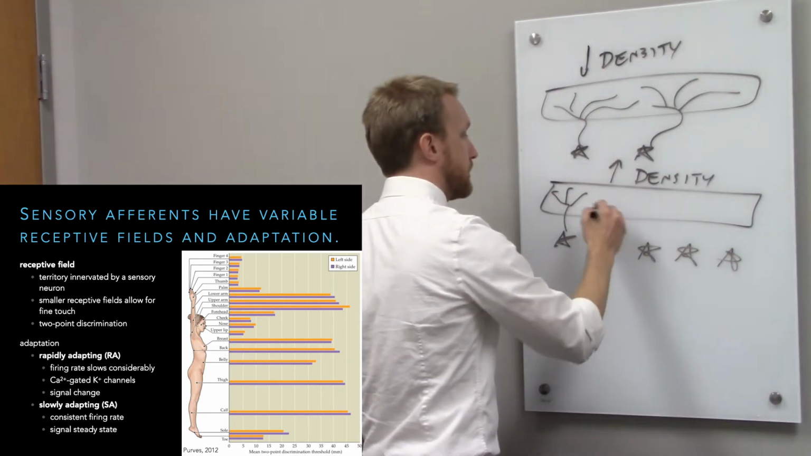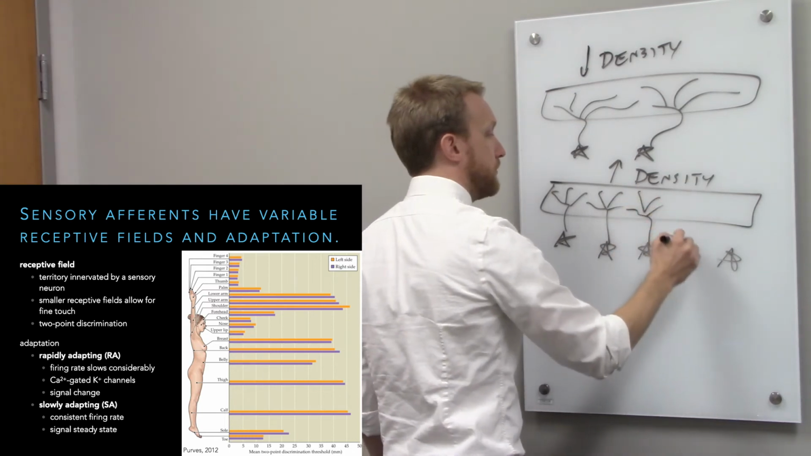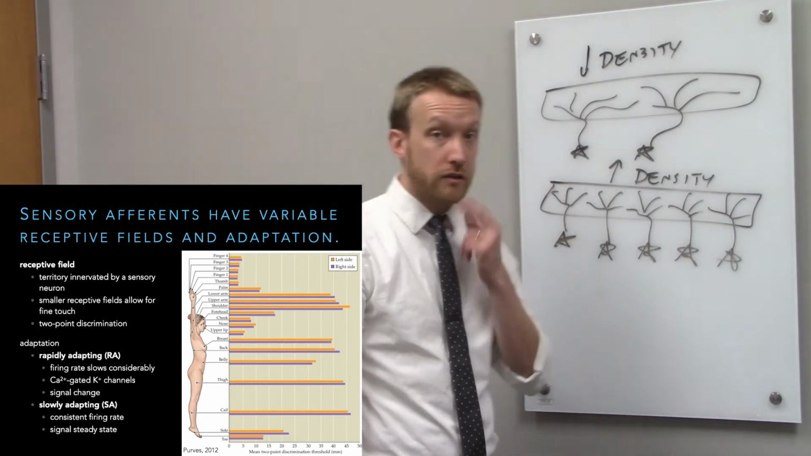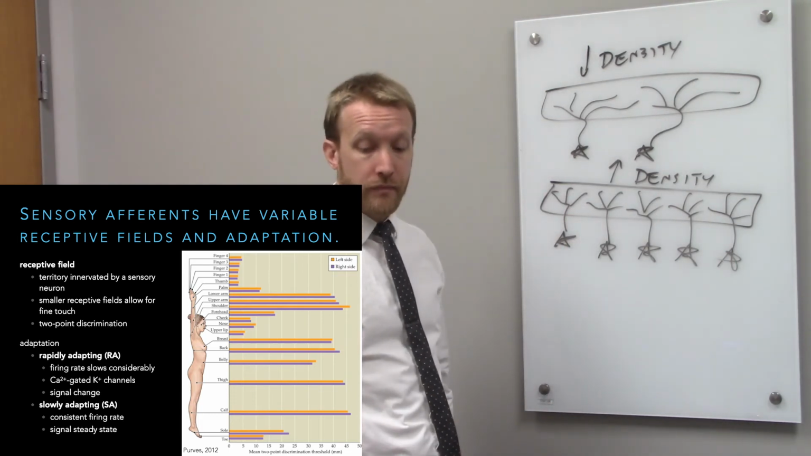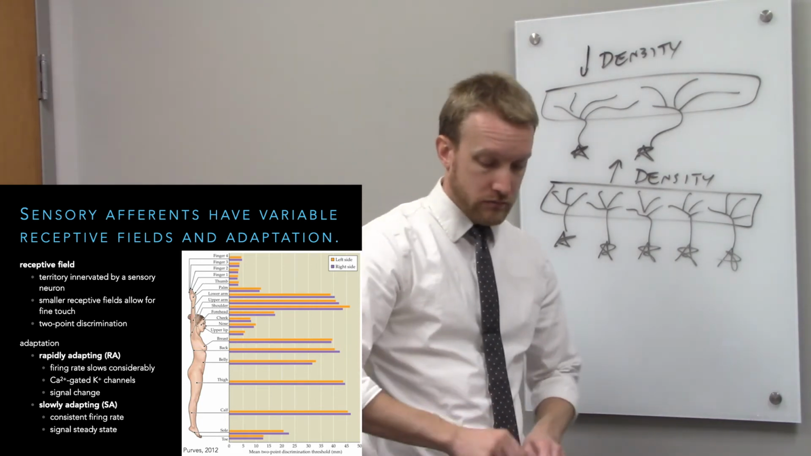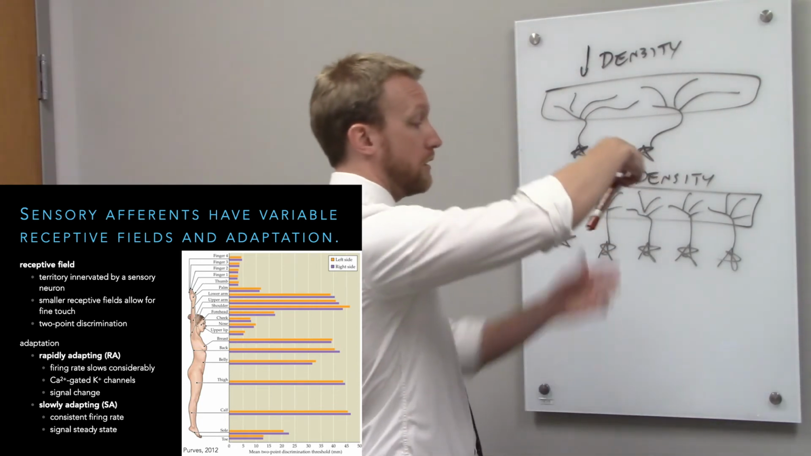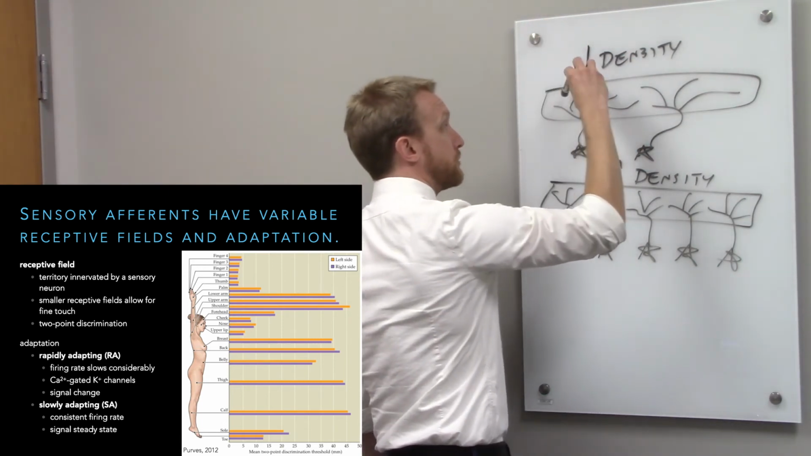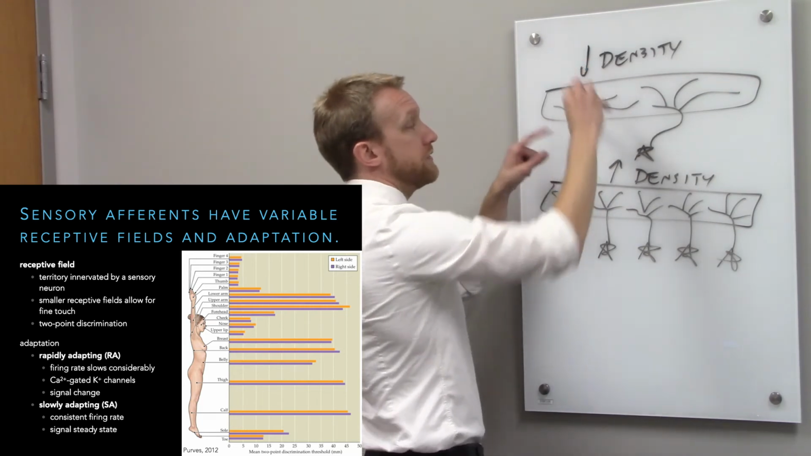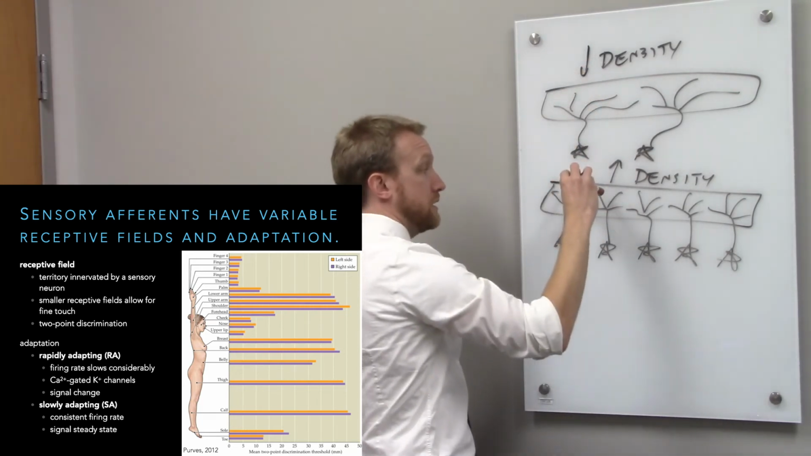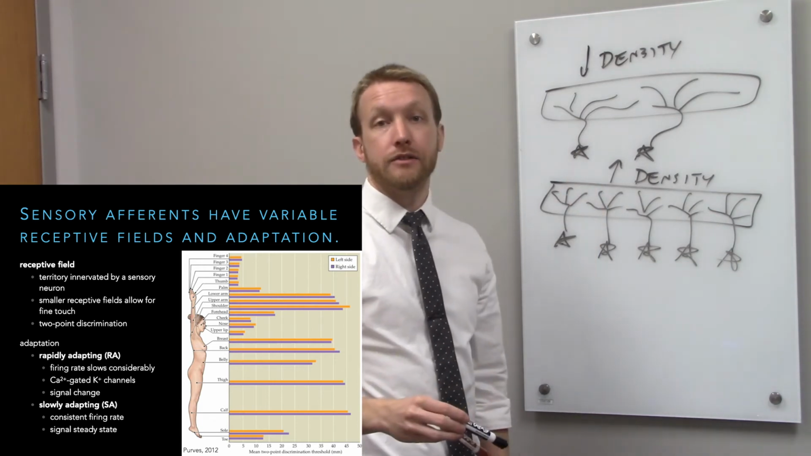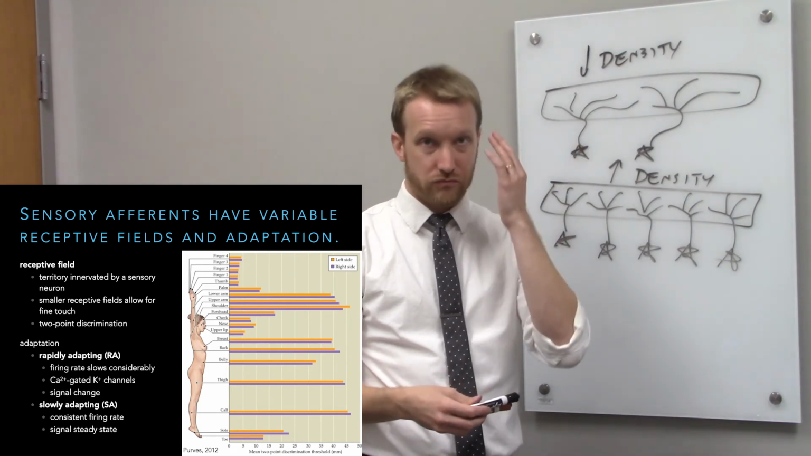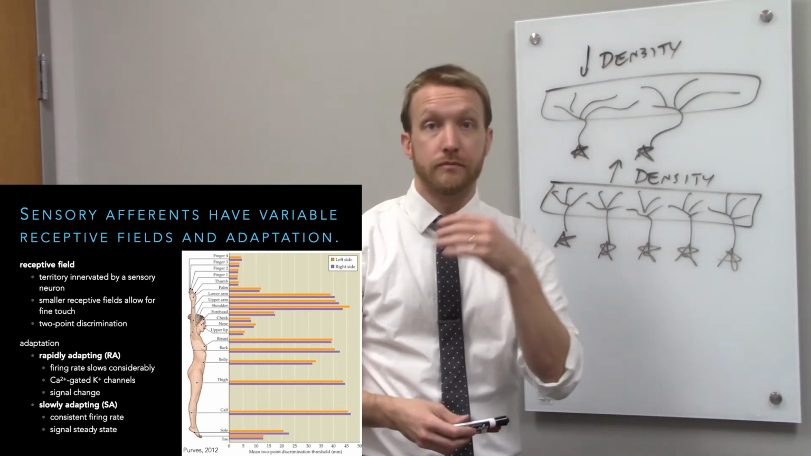Each neuron covers a smaller territory, so it has a smaller receptive field. We can only tell 2 points apart from one another if we stimulate 2 different neurons. So if I were to take some calipers and spread them apart, about this much, put them on here, whether it's 1 point or 2 points, I'm only stimulating this neuron, it's perceived as 1 point. Higher density, stimulate 2 neurons, perceive it as 2 points.